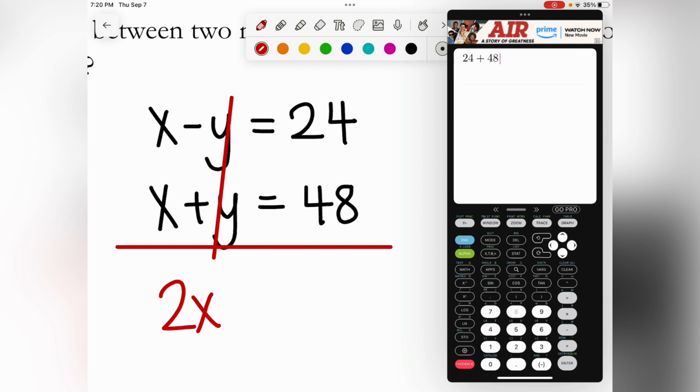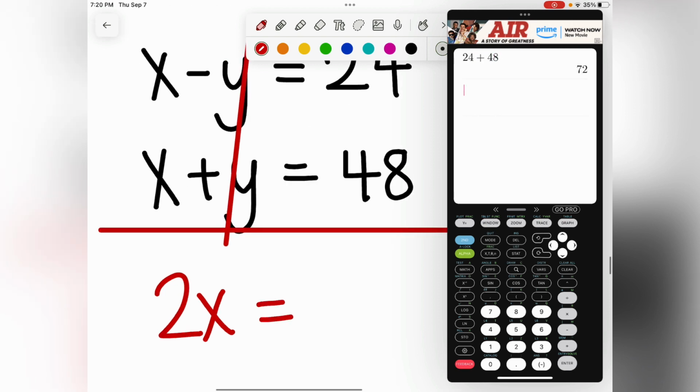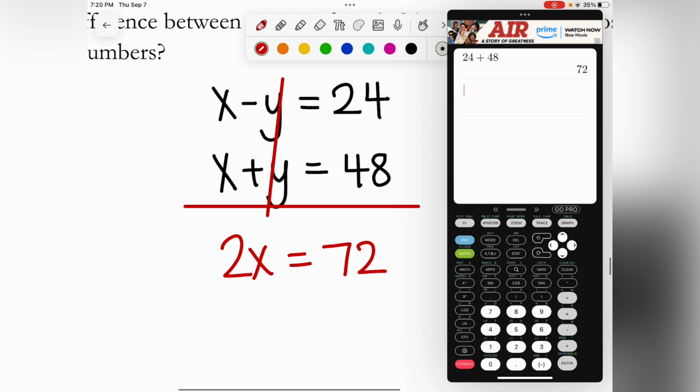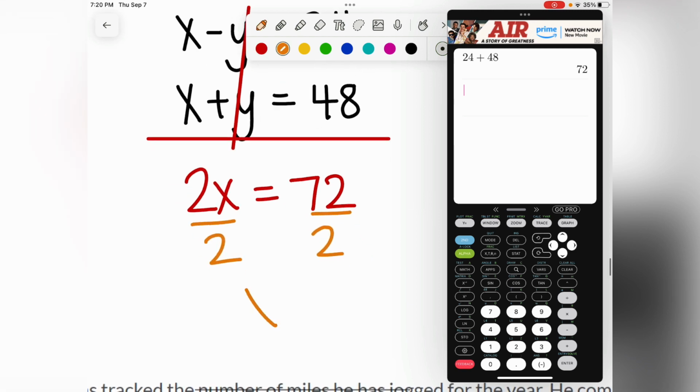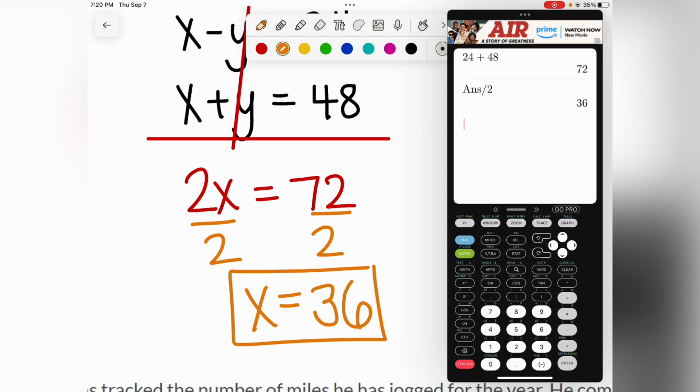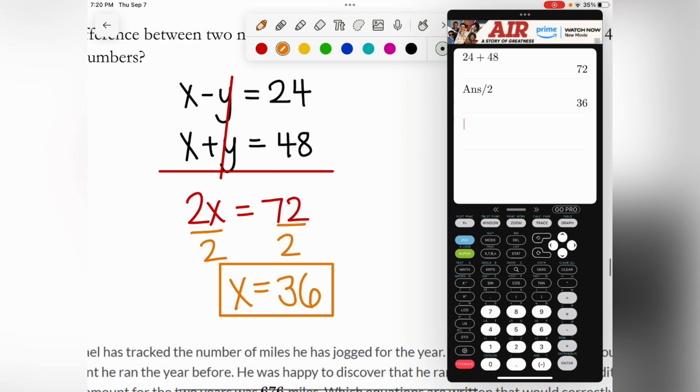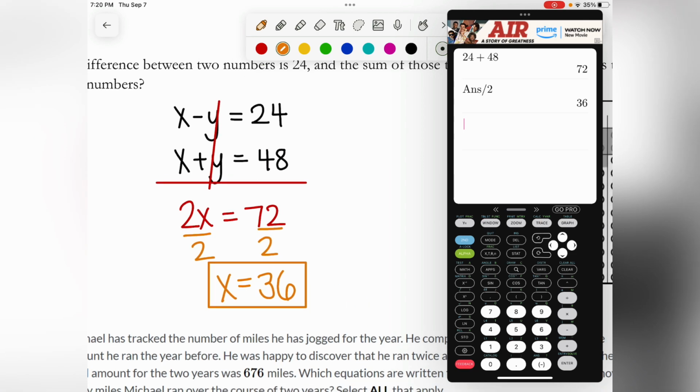And then I can just do my calculator. 24 plus 48 is 72. So then divide both sides by 2, which gives me x equals 36. You can use your calculator, just divide by 2. That's the answer, but then that's just x. So now I also have to find y.